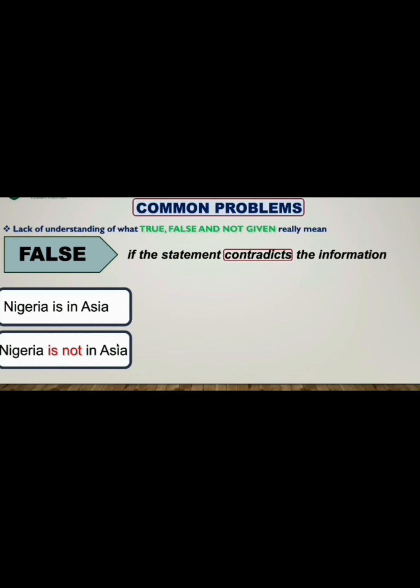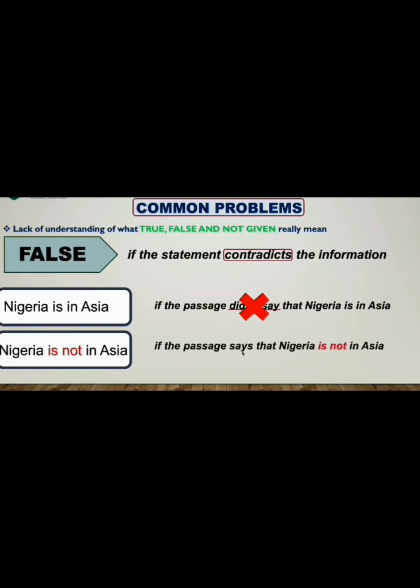Now many IELTS students seem to think that false is like this: if the passage didn't say that Nigeria is in Asia. And you see this, it didn't say. No, don't approach false like this. So you ask some students, how can this statement be a false? They will tell you if it is not true. No, don't take it like that. You have to look for if the passage says that Nigeria is not in Asia. So if the passage says the incorrect form of the statement.